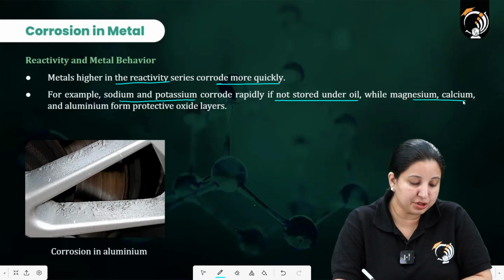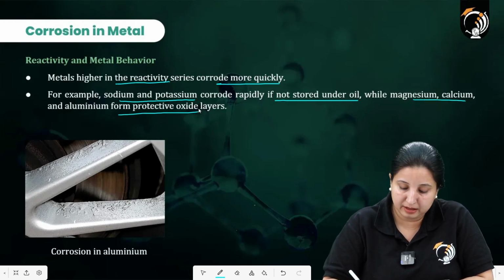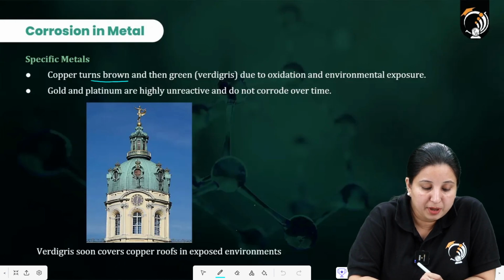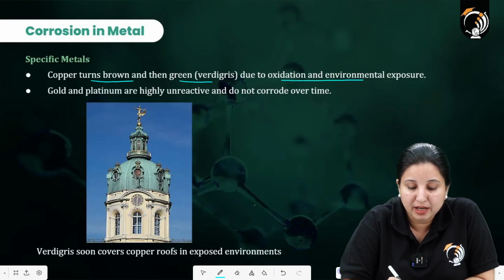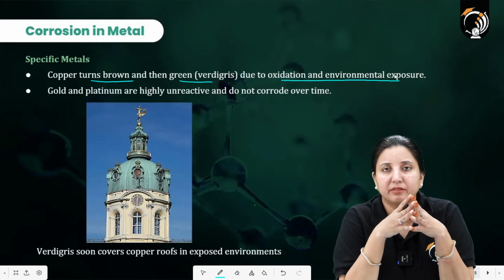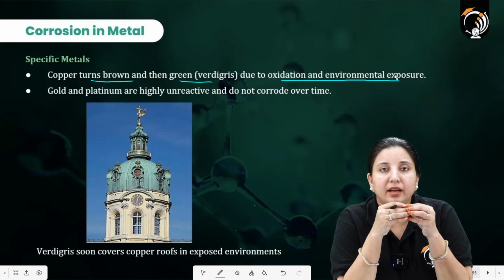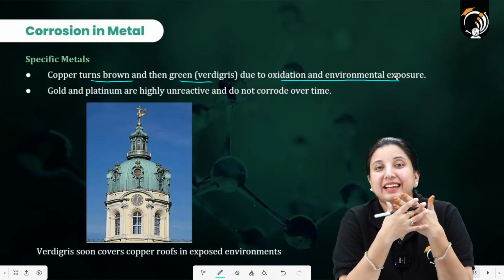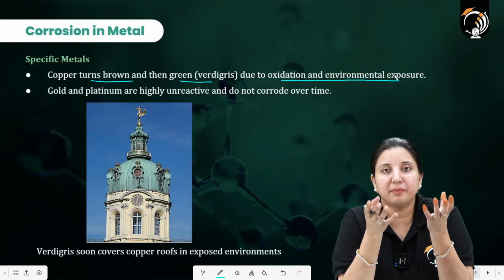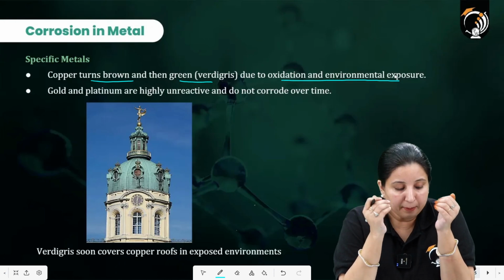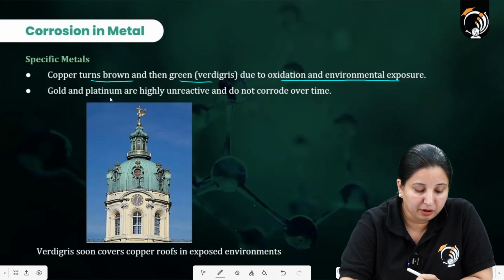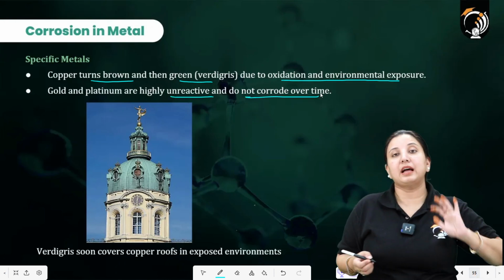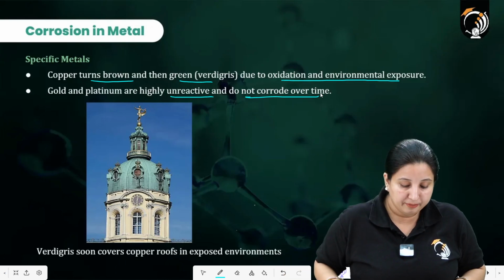While magnesium, calcium and aluminum form a protective oxide layer. Specific metal: copper turns brown and then green due to oxidation and environmental exposure. If you have ever noticed, the copper utensils we have in our house, on exposure to the air, or the atmosphere, with time get a greenish layer over them. Although we can remove it by washing it properly, they form the greenish layer. Similarly, gold and platinum are highly unreactive and do not corrode over time, and this is the reason that we prefer jewelry of gold and silver.